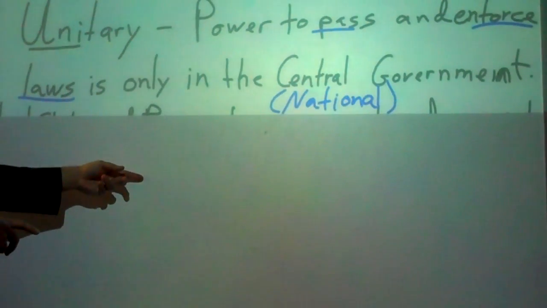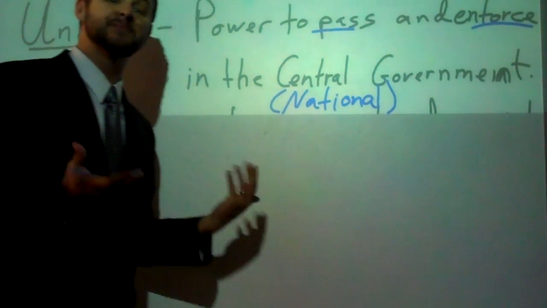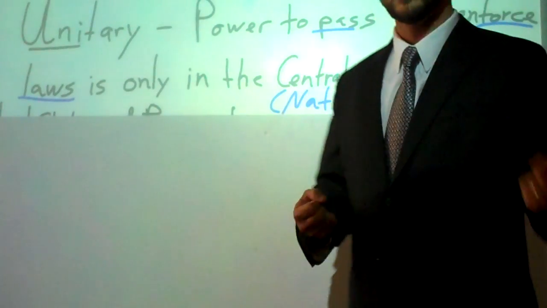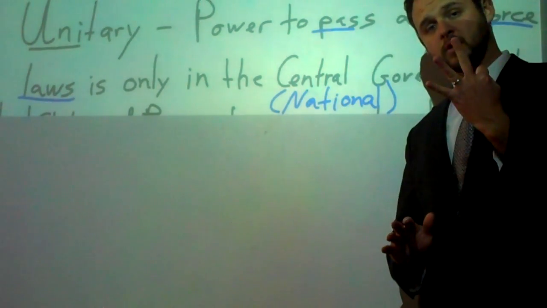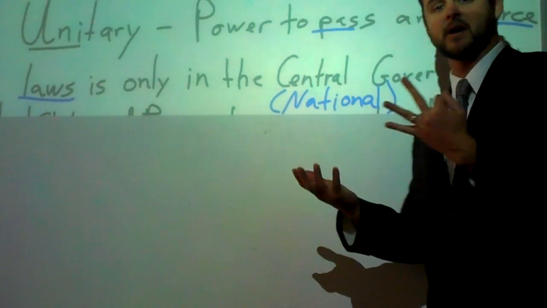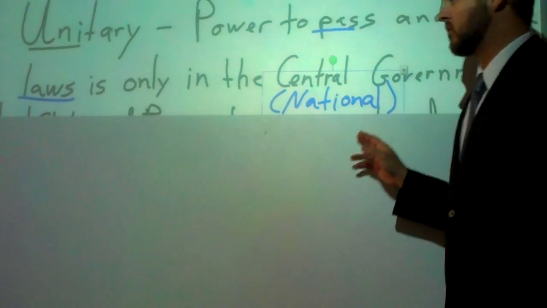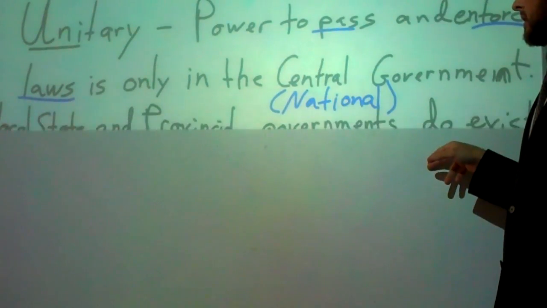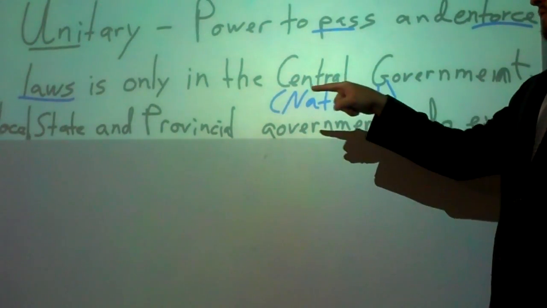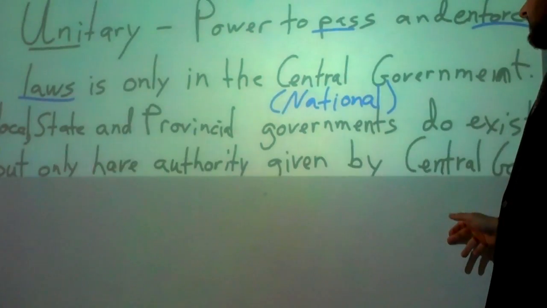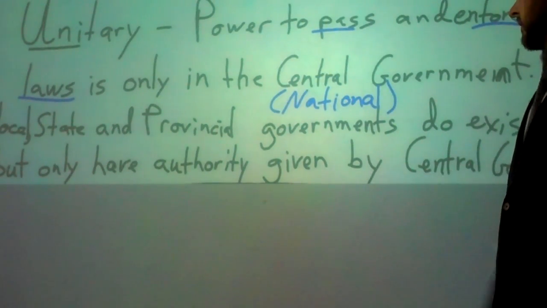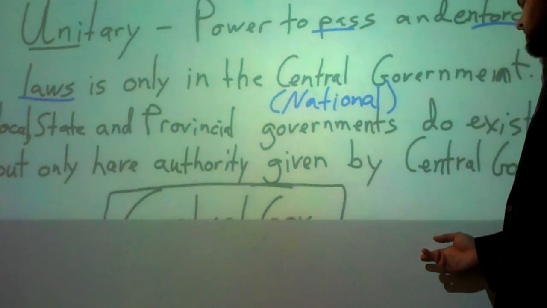Now, another word for central government is the national government, and sometimes we even call that the federal government. Those three terms are the same every time. So central government, national government, or even sometimes federal government, you will read, is the same thing. Local, state, and provincial governments do exist, but they only have authority given by the central government.